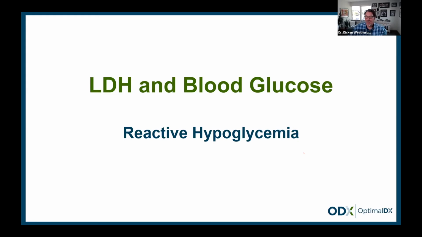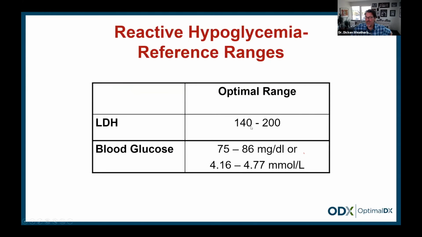All right, LDH and blood glucose. I think of hypoglycemia as actually the first step on the road to blood sugar dysregulation. Decreased LDH is a sign of this, along with a decreased fasting glucose. Let's take a look at our ranges. LDH, I like to see between 140 and 200, blood glucose between 75 and 86.